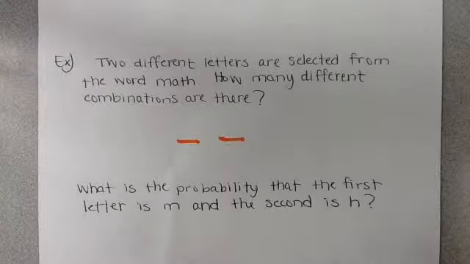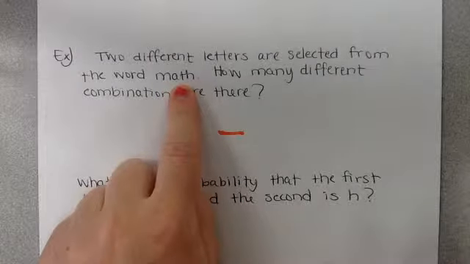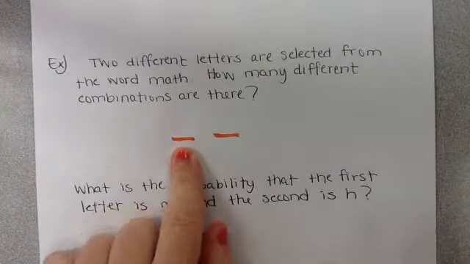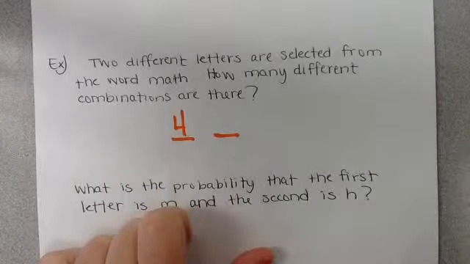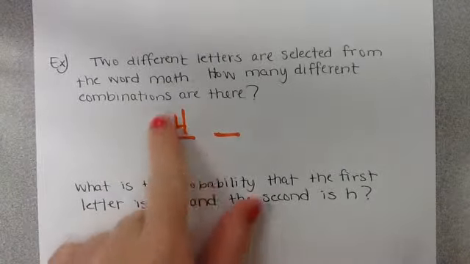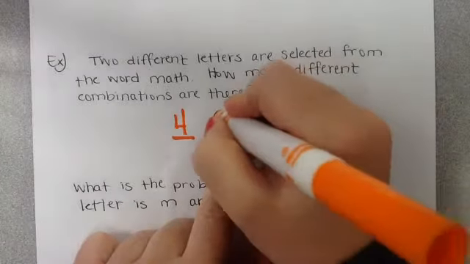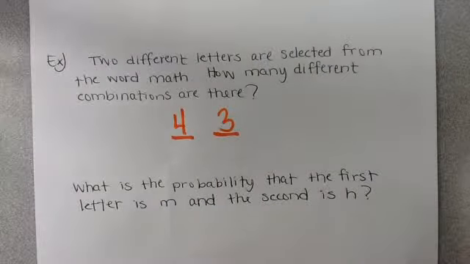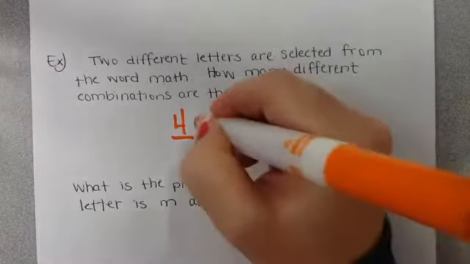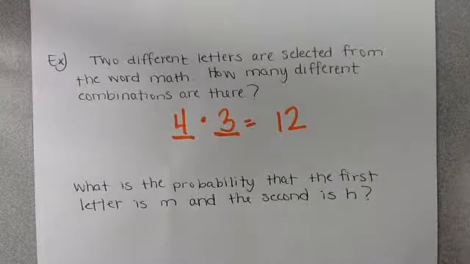Let's see how you did. When I'm talking about the word math, how many letters do I have to choose from? 4. So I have 4 options for my first letter. If I pick the M, how many options are left for the second letter? 3. And I'm only picking 2 letters, so I only have 2 spots to fill. What do I do with these values? Multiply them. 4 times 3. 12 different possible ways to pick 2 letters.